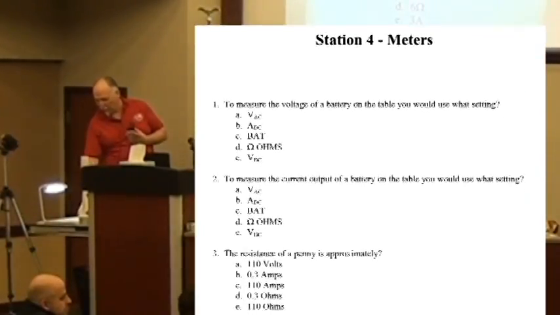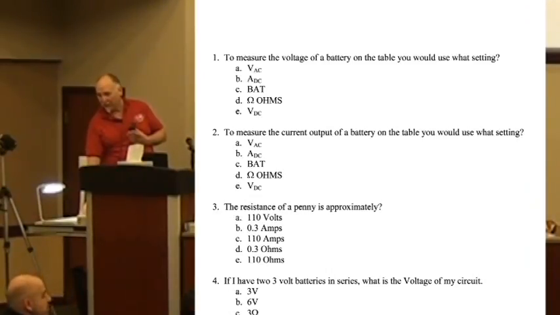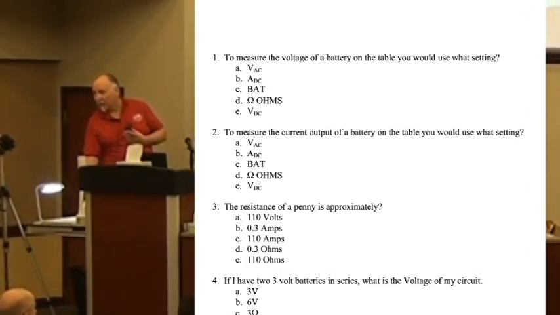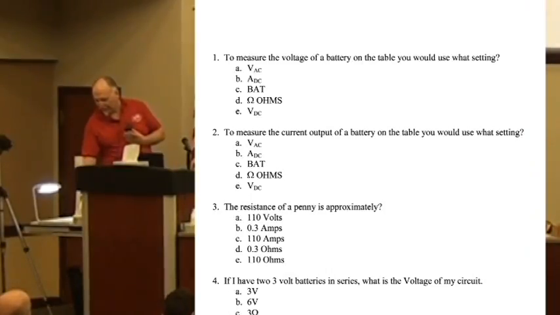To measure the current output of a battery on the table, you would use what setting? Correct answer is ADC. We're looking for amperage, A, and we want to make sure that it's DC because that's the type of electricity that comes out of our battery, okay? ADC, number B, okay? Ohms is used to measure resistance, not current. VDC measures voltage, direct current, or voltage AC. The correct answer is amperage, measures current, so it's ADC.